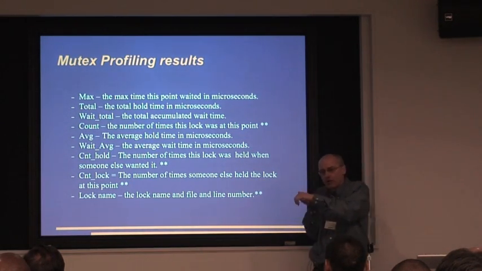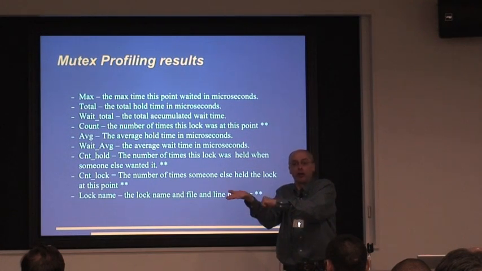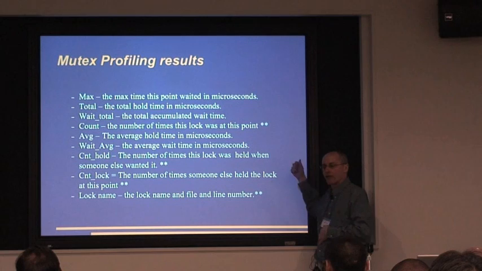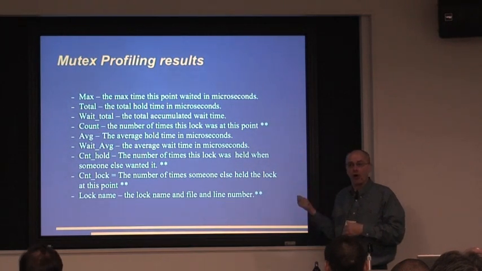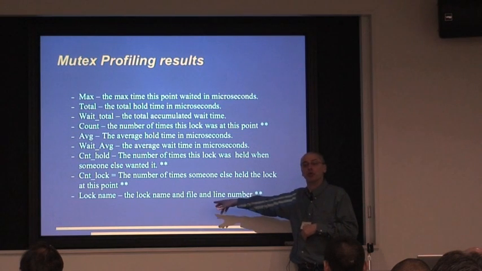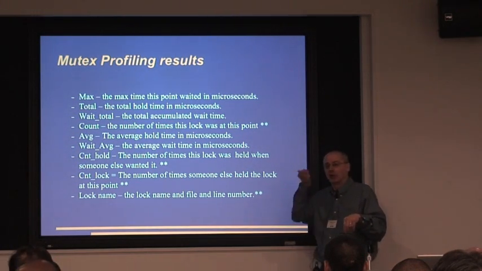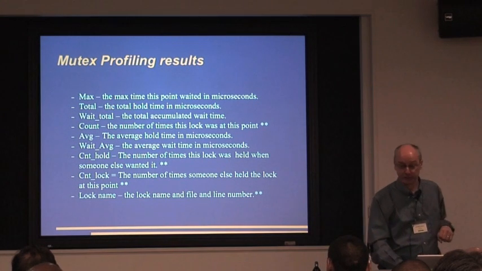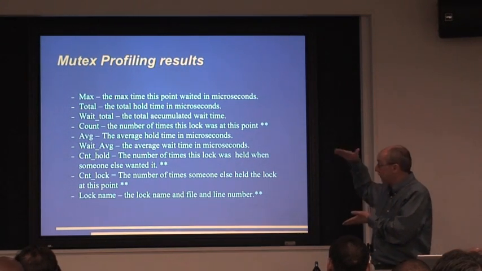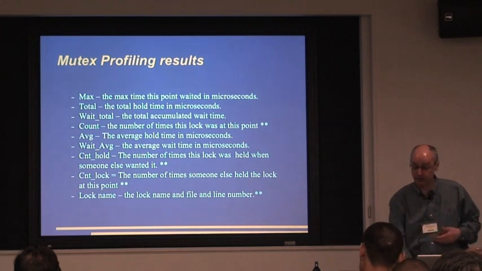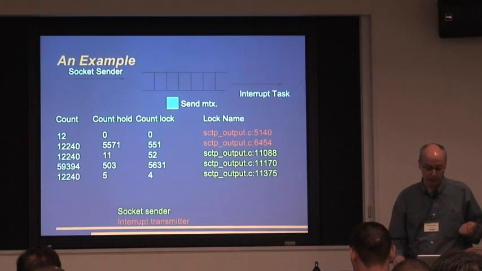So my code wanted to go lock the lock, and it was held, so I had to wait. So these two hold counts are very critical to figure out where I have lock contention. And the lock name is cool because it not only gives you the lock, it gives you the line number in the source code where the lock was at, which is really neat. But that also means every lock will have possibly multiple places that it shows up because you have it locked in multiple places in your code.